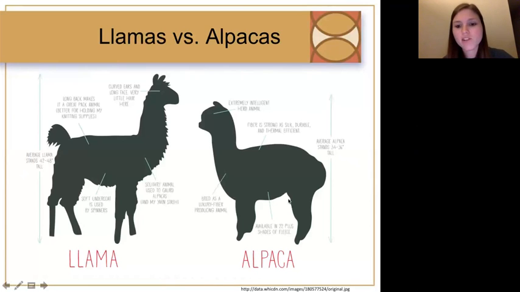Then alpacas are a little bit smaller. They're very, very smart. They're definitely a herd animal, so they like to be together. They have strong fiber that's very durable. The average alpaca stands between 34 and 36 inches tall. And then they're bred as a luxury fiber-producing animal. So just some of the differences there.